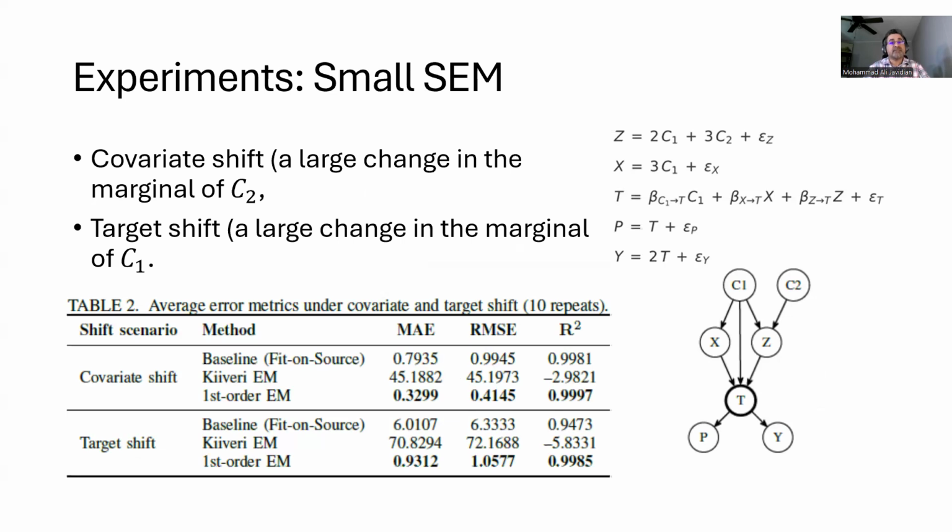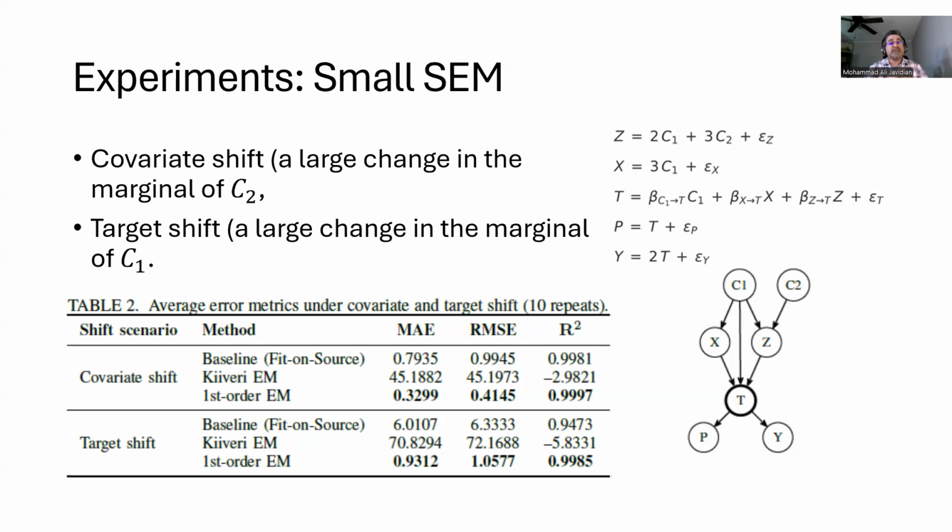We first test on a small structural equation model to validate the theory. As you can see in the table, the constraint EM adapts the right blocks and converges smoothly. Our first order EM adapts under both shifts. However, the baseline Bayesian network fitted on the source and tested on the target data is okay under covariate shift, but fails under target shift. Unfortunately, in this scenario, Kiveri EM fails in both scenarios.